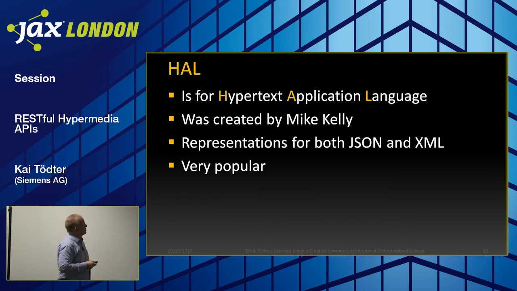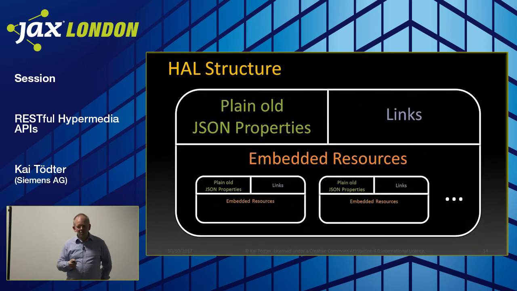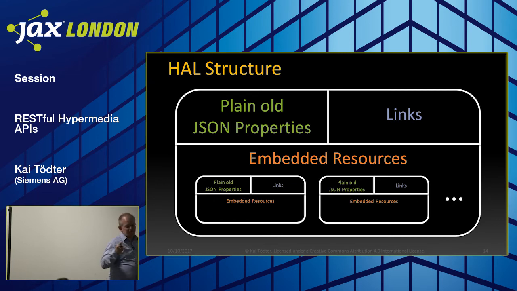It's for hypertext application language. It's by Mike Kelly, and we have representations both for JSON and XML. And as I said before, it's very popular, I think mostly because it's so easy to use. So what does a HAL JSON document look like? And I'm referring in this talk only to the JSON representation, not to the XML, but from the semantics, it's basically the same.